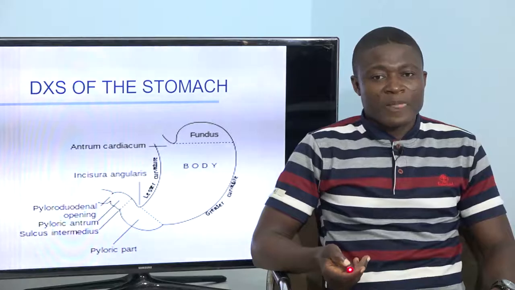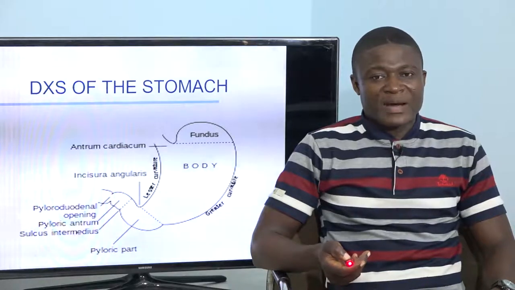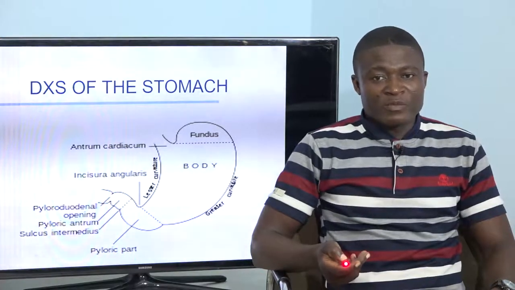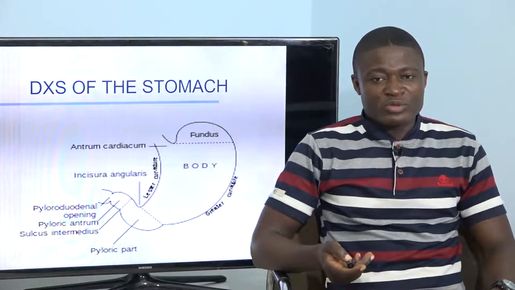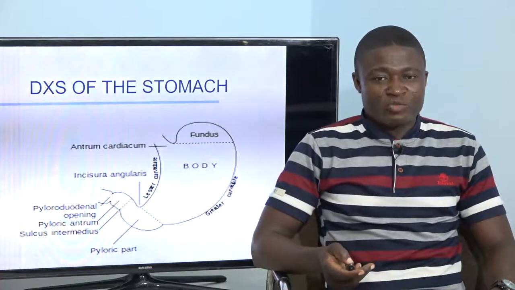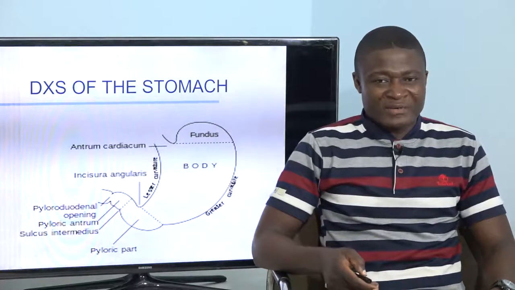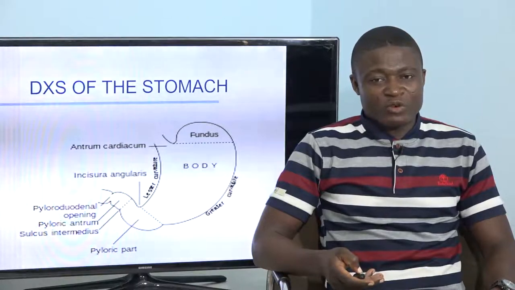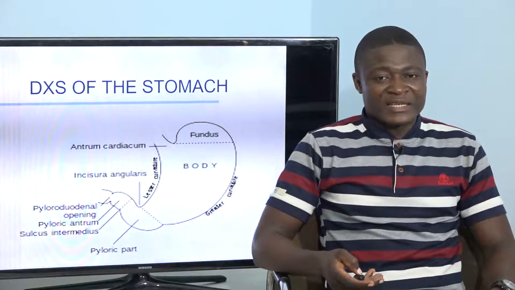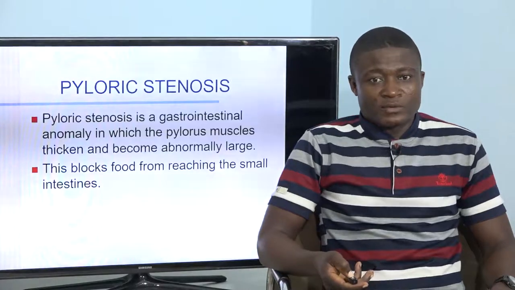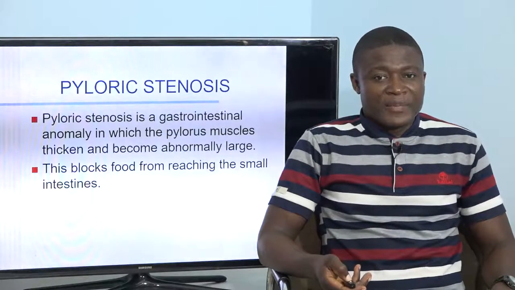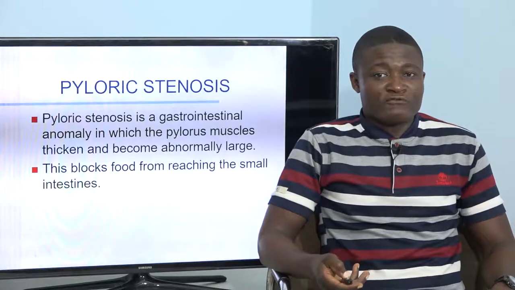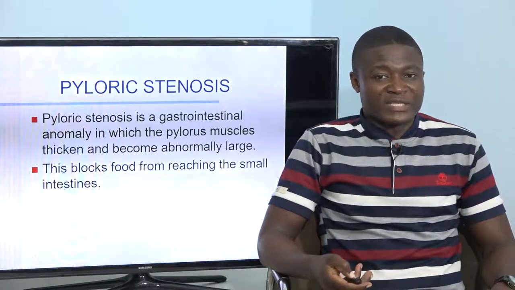So what we're saying is, when the lower part, that is the pyloric part, becomes stenosed or narrowed, food from the stomach will now not be able to descend from the stomach through this pyloric area into the intestines. So this abnormality makes it difficult for food from the stomach to descend into the intestines. So the pyloric stenosis actually blocks food from reaching the small intestines.